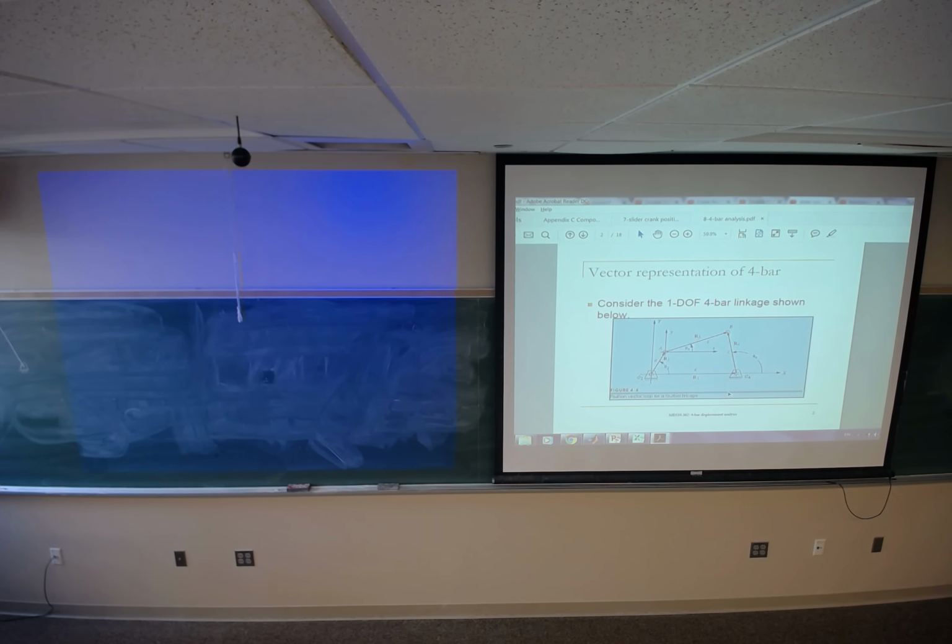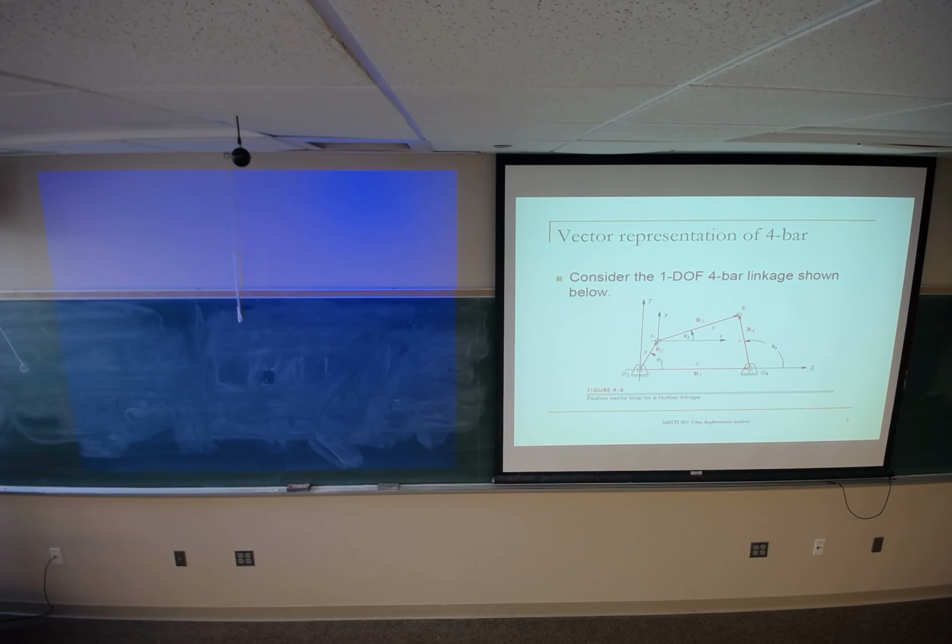So this is O2, this is A, this is B, this is O4. So first thing, label the angles. I have three moving links, 1, 2, 3. One is ground, is not moving, so I have three moving links. And no slider. So basically, I'm going to have three angles, one angle for each link.